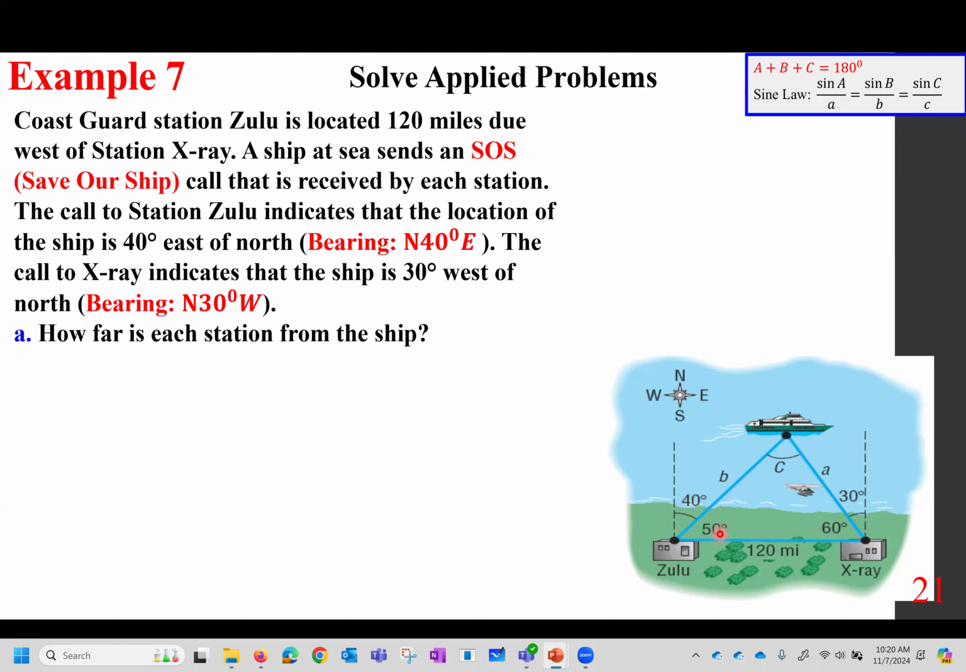And that means if this is 40, they must add up to 90. That means this is 50 degrees. The call to X-ray indicates that the ship is 30 degrees west of north, bearing north 30 degrees west. So for this one, north 30 degrees west. So because they must add up to 90, this must be 60. That's what's given. How far is each station from the ship? So in other words, we want this distance B, we want this distance A.